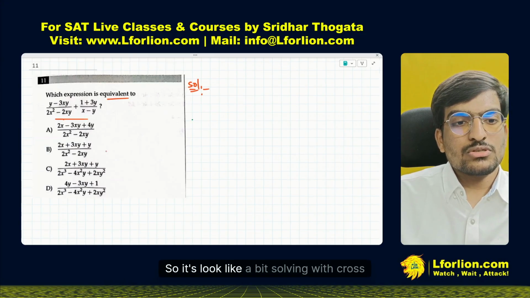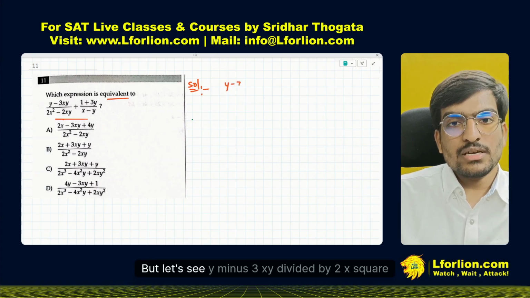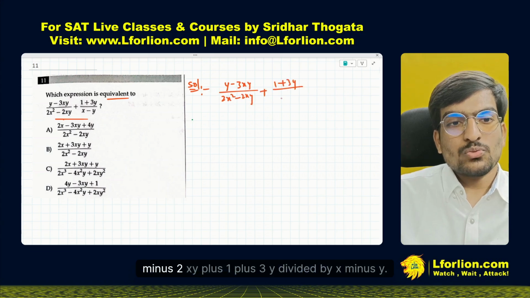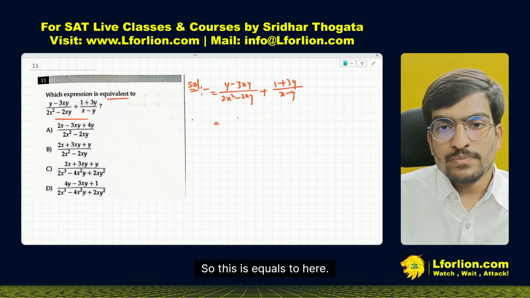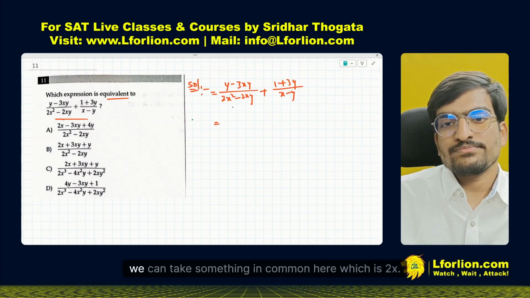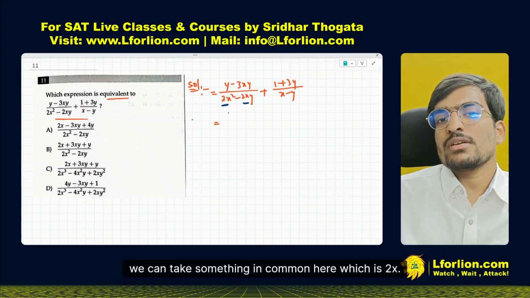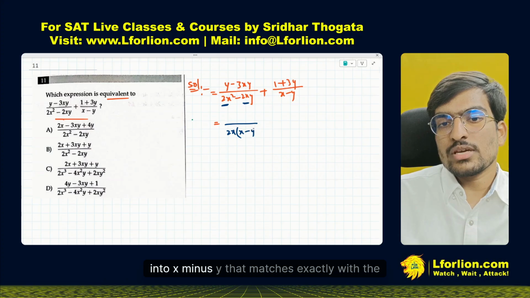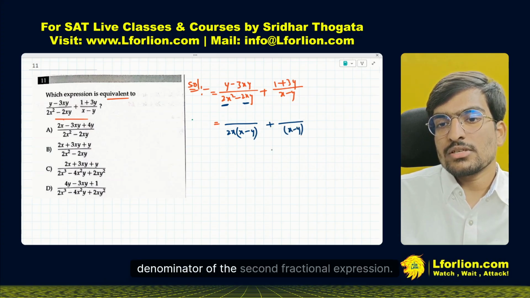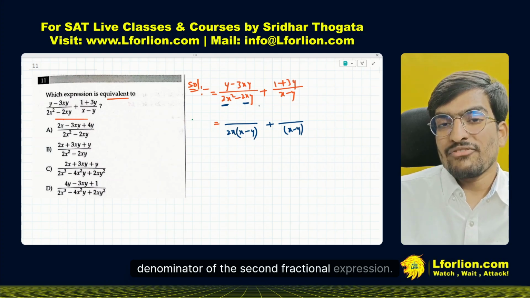Which expression is equivalent to this? So it looks like a bit of solving with cross multiplication, but let's see. y minus 3xy divided by 2x square minus 2xy, plus 1 plus 3y divided by x minus y. So this is equal to, here if you observe carefully, we can take something in common here, which is 2x. If we take 2x common, then it turns into x minus y.